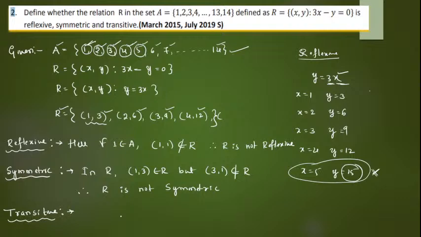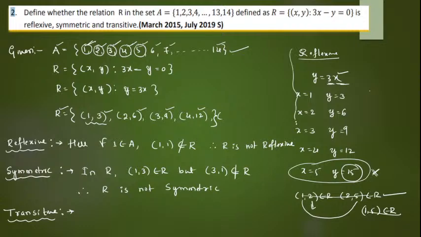Transitive means what? Look at here. If an order pair 1 comma 2 belongs to R, and starting with 2 one more order pair is there, if it is 2 comma 5 belongs to R, then definitely its order pair 1 comma 5 also must belong to R. Then only the relation R is transitive, right? So you have to check out here. Just I have taken an example to give the idea about transitive.